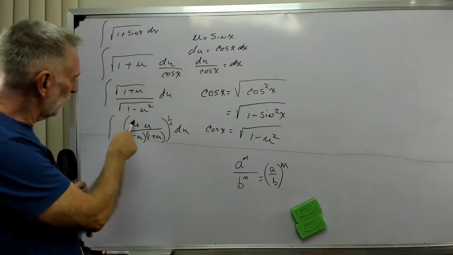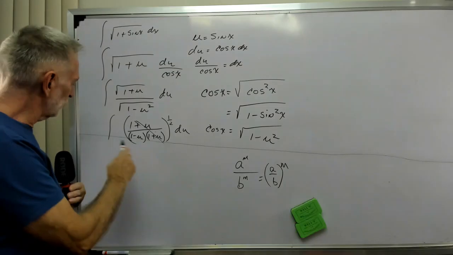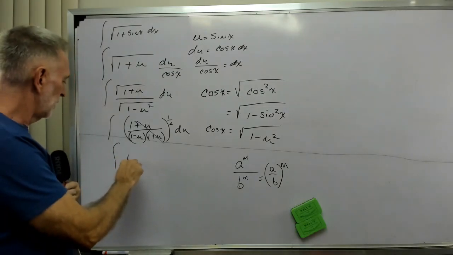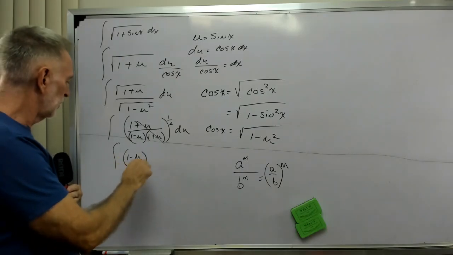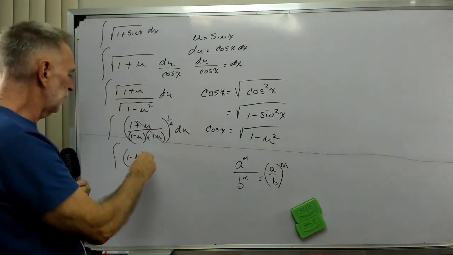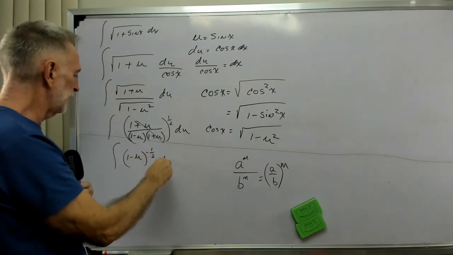All right, so now the 1 plus u cancels. I have the integral of 1 minus u to the 1/2 power, but it's in the denominator. I'm going to bring it up, so that's minus 1/2, du.